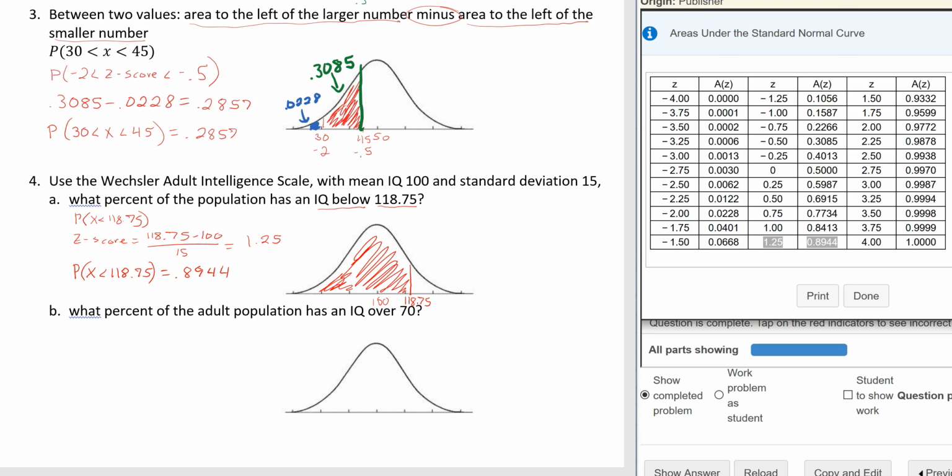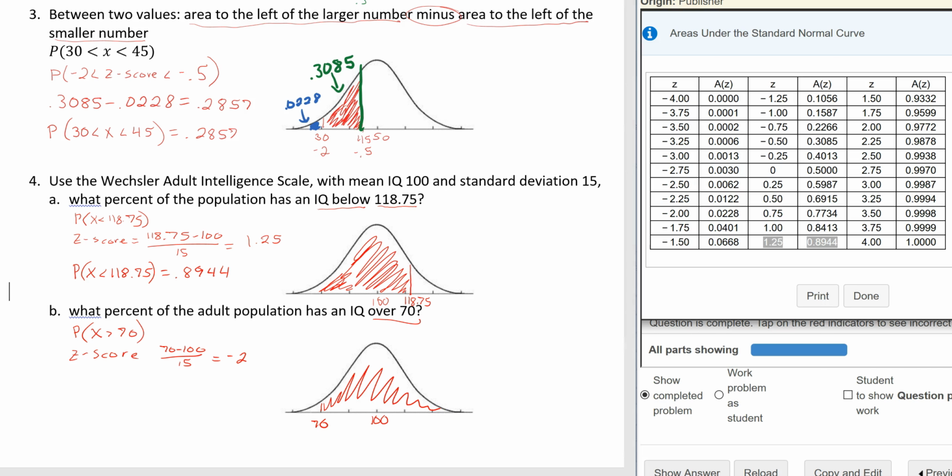Part B. What percent of the adult population has an IQ over 70? I need to find the z-score for a data value of 70. That equals -2. An IQ of 70 is 2 standard deviations below the mean. The question, though, is what percent of the adult population has an IQ over 70? I'm looking for the area to the right of 70.